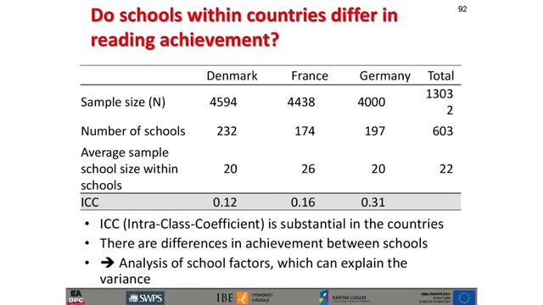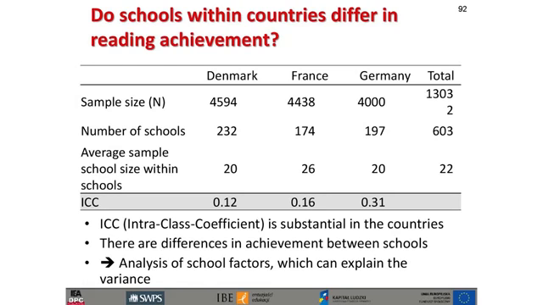So the results, this is just a table with the sample sizes, with the number of schools, and with the average sample size within schools. And with the ICC, the ICC is a prerequisite or a preliminary analysis before applying multi-level models. And from this analysis, we can state that in each educational system of the countries, there is some variation on the school level. So the aim was to check if the schools differ from each other at all, because if not, then we cannot analyze any different mechanisms, right?